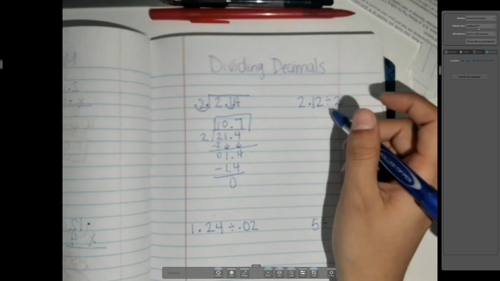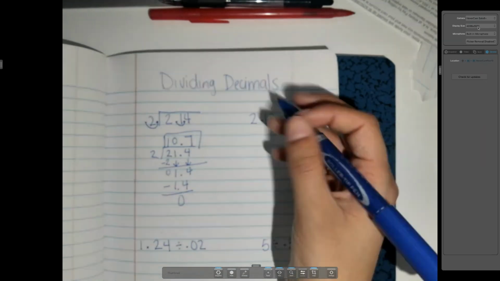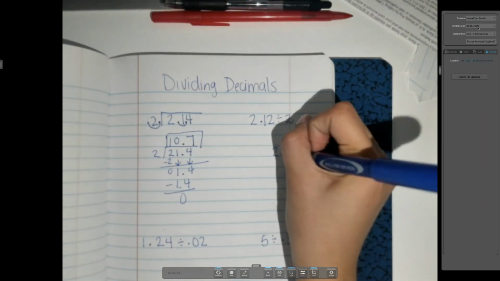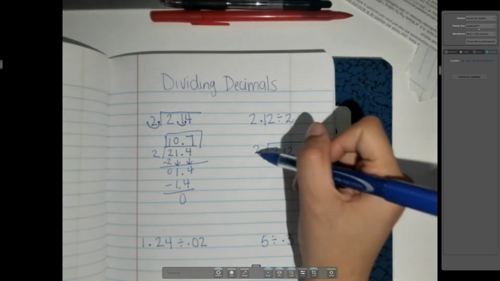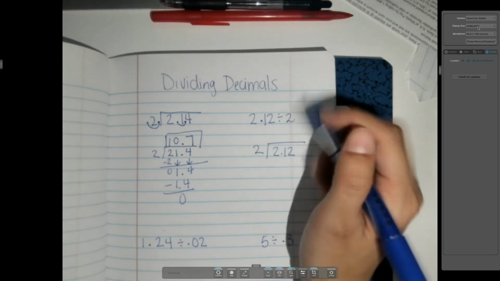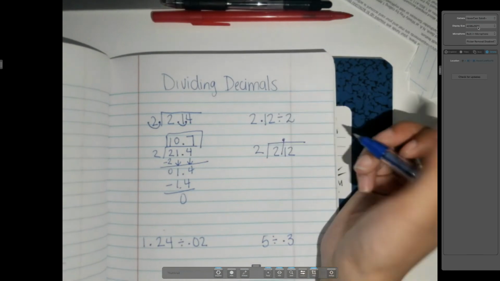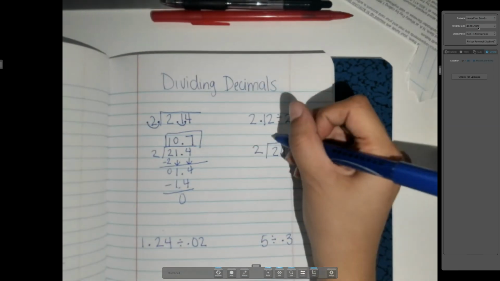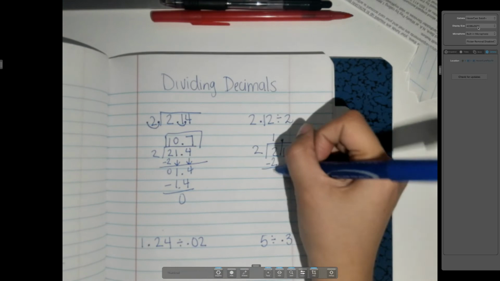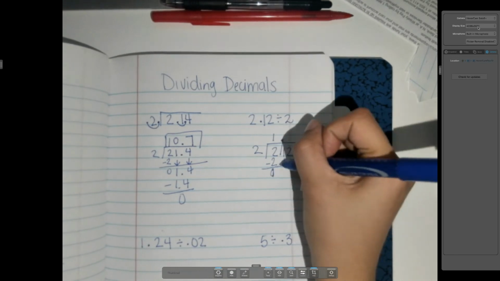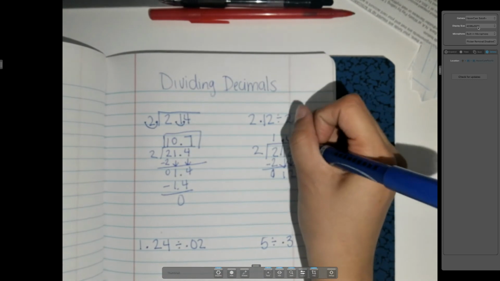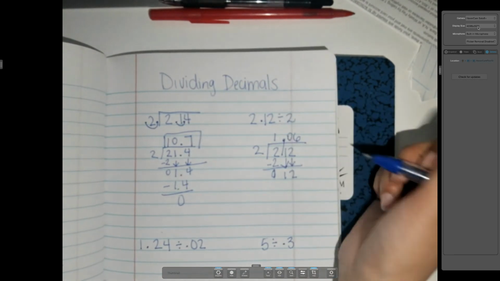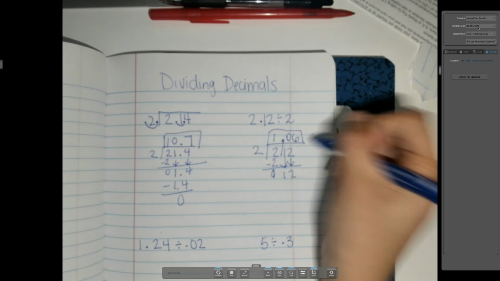Okay, go ahead and practice this one before you get the answer from me. 2.12 goes on the inside, 2 on the outside. There is no decimal on this one, so I don't have to do anything about this decimal. I just move it up. 2 goes into 2 one time. 0, I bring everything down. 2 goes into 12 6 times. And that is my answer.